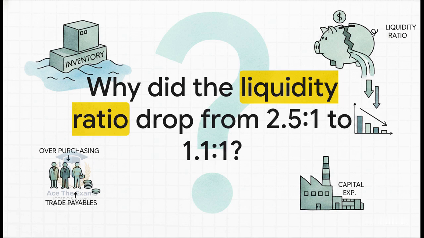You have to ask yourself, well, why did this happen? Did the business just go on a massive shopping spree and overpurchase inventory? Are they settling their trade payables way too slowly? Or are their cash reserves just totally depleted because they made a massive capital expenditure, like buying a huge new non-current asset? That is the high-level financial intelligence I'm looking for when I'm grading your papers.